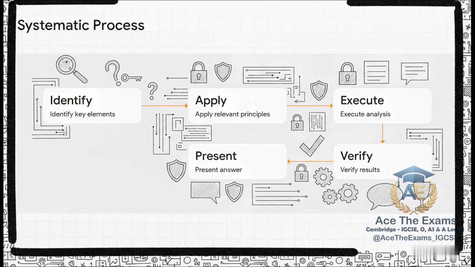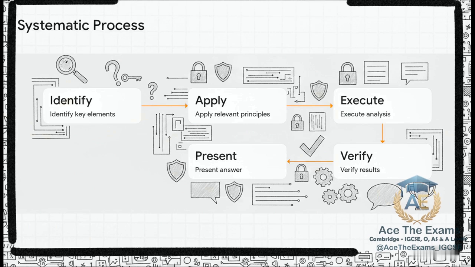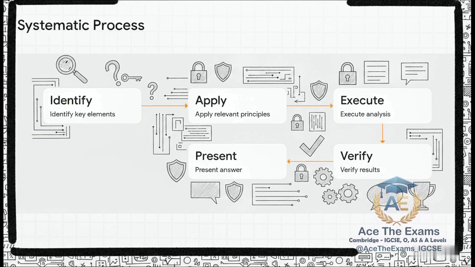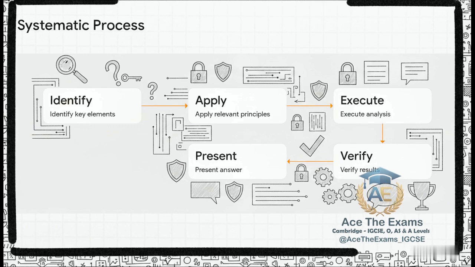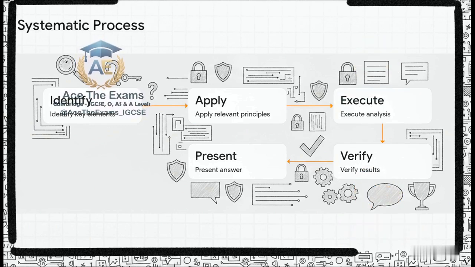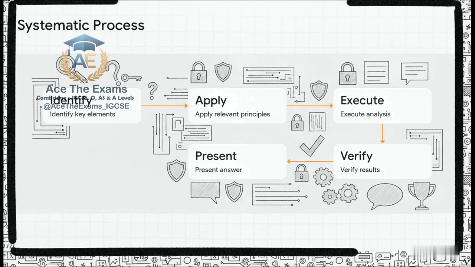Here's how you rewrite your answer with guidance. Step 1. Identify the key elements of the scenario. Step 2. Apply the relevant security principles. Step 3. Execute your analysis with clear, visible working. Step 4. Verify your results. And Step 5. Present your answer in the appropriate format requested by the command word. If you decode the command word correctly and follow this exact flow while applying the PEEL framework, you are building an impenetrable top-mark answer. This is our computer science success blueprint.